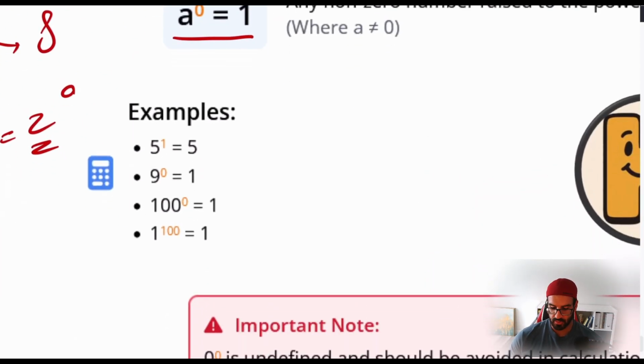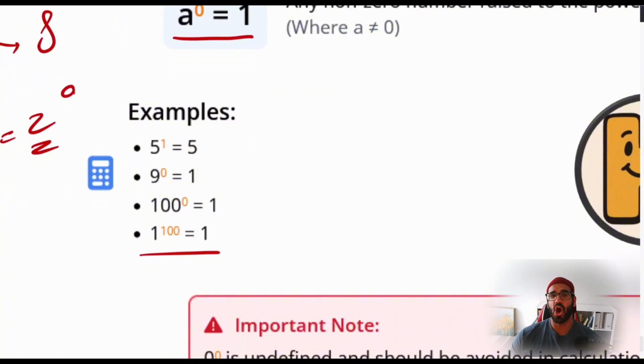So let's see some examples. 5 to the power of 1, 5 itself. 9 to the power of 0, again, any number to the power of 0 is 1. 100 to the power of 0 is 1. 1 to the power of 100. So this is another, I cannot say it's a rule, but it's a fact.